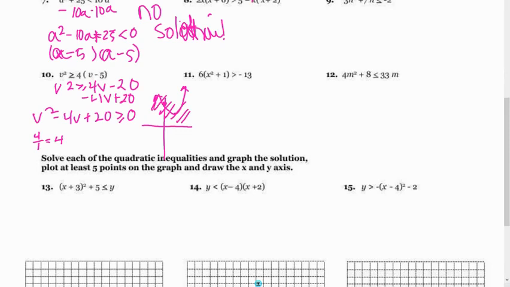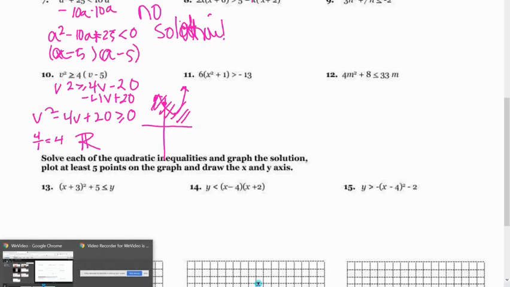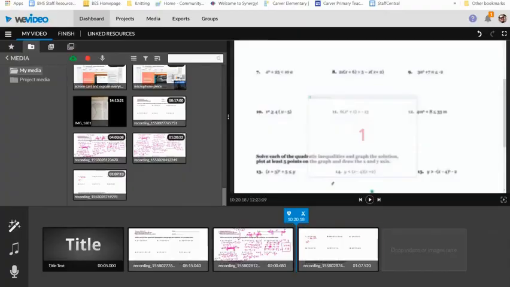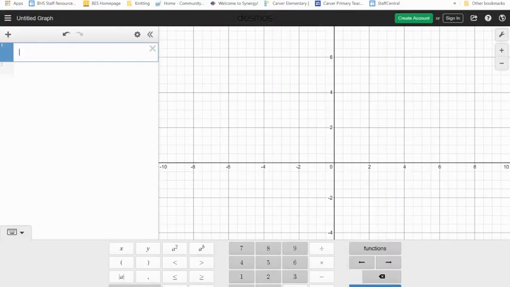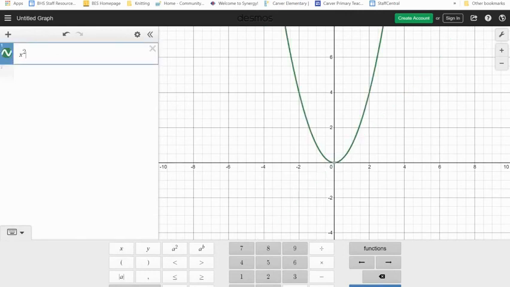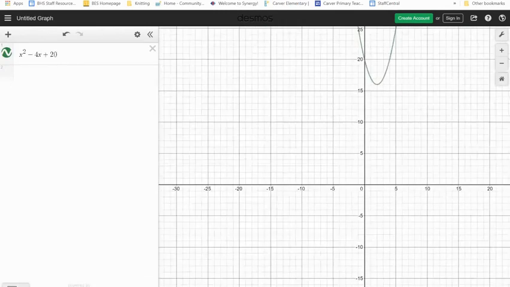So the answer to this one is all real numbers because it's always up above. Okay, so just as when you're thinking about this, like what are my zeros, we can graph it too if that helps everybody find the answer better. And you will not have Desmos, but it's still nice to know that we have v squared minus 4v plus 20. So x squared minus 4x plus 20. Can't even see it right away, but you'll notice it's way up here.